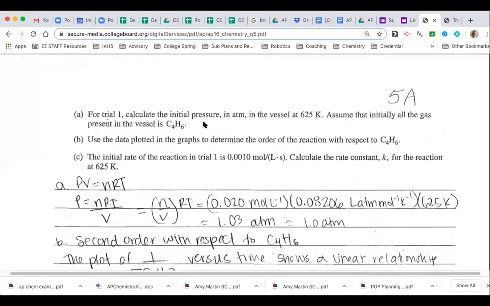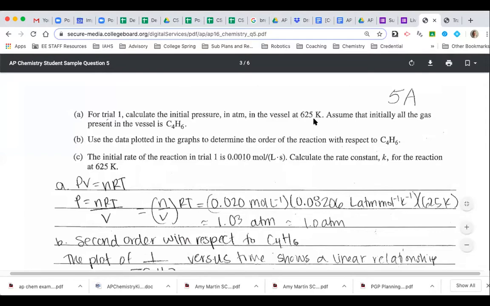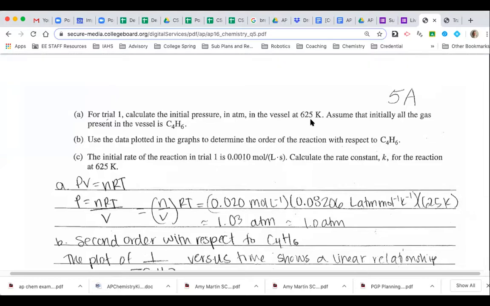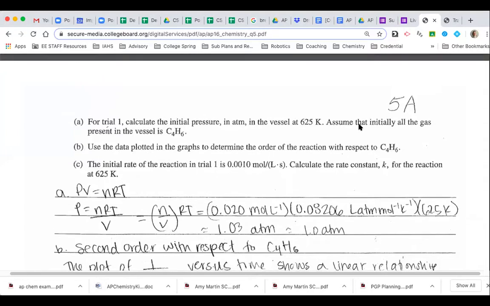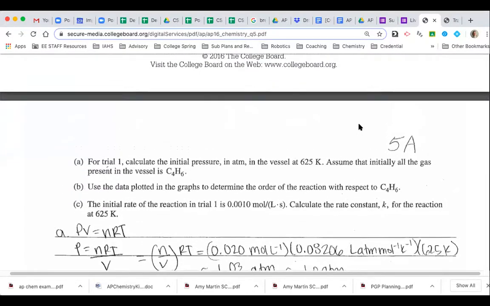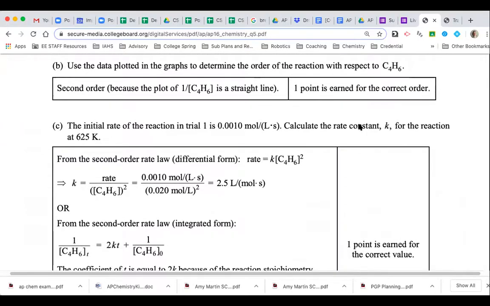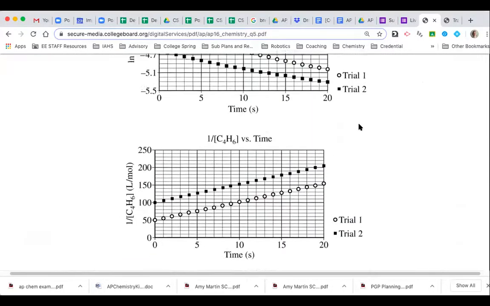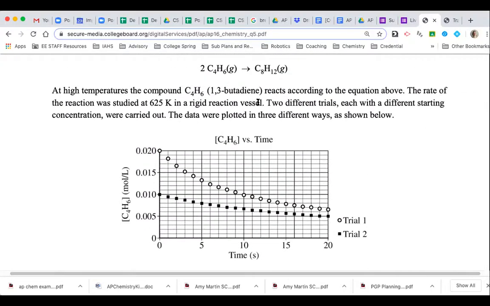For trial 1, calculate the initial pressure in atmospheres in the vessel at 625K. So they've actually thrown in gas law stuff here because you're supposed to calculate a pressure in atmospheres. You've got a temperature, and assume that initially all the gas present in the vessel is C4H6. So how are we going to calculate, what other, oh, and you have the temperature, yeah.